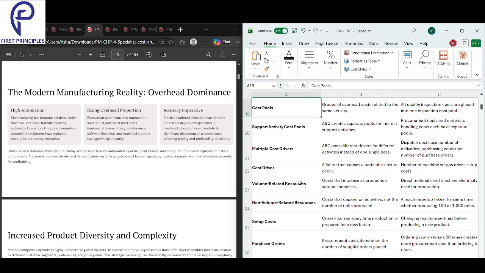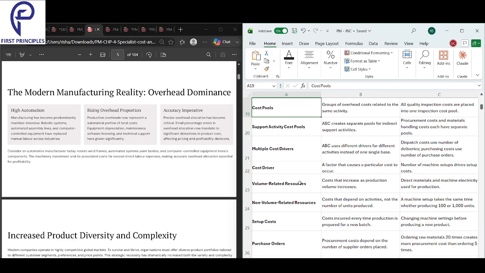What is an overhead? Overhead is the sum of all indirect costs. You add it up, it's an overhead. You take one activity and all the overheads related to that activity; that one group of overheads related to one activity is called a cost pool.